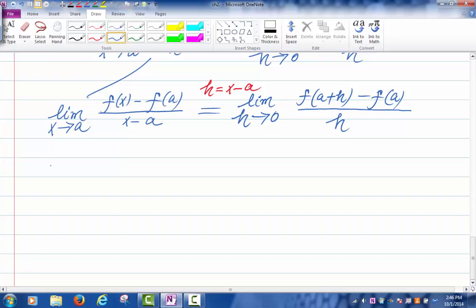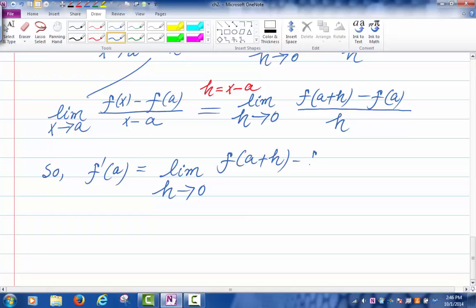So then I can say that the derivative of f at a is also equal to the limit as h goes to 0 of f of a plus h minus f of a divided by h.